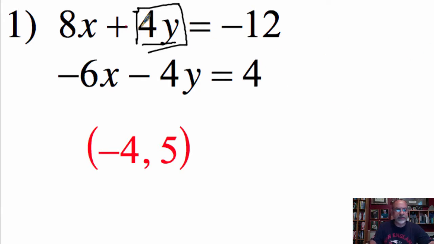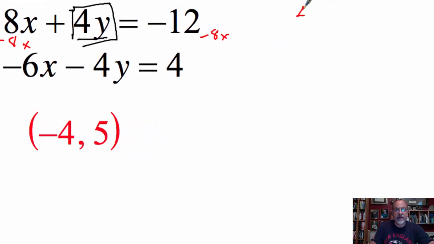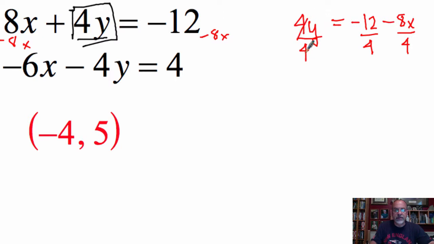So in order to do that, I'm going to subtract 8x from both sides of the expression. And when I do that, that's going to leave me 4y equals, and then I have the negative 12 minus 8x. Now to solve for the letter y, I'm going to divide by the coefficient of 4, and I have to do that to each term in the equation. So that reduces to y equals negative 12 divided by 4 is negative 3, and negative 8 over 4 is a negative 2x.